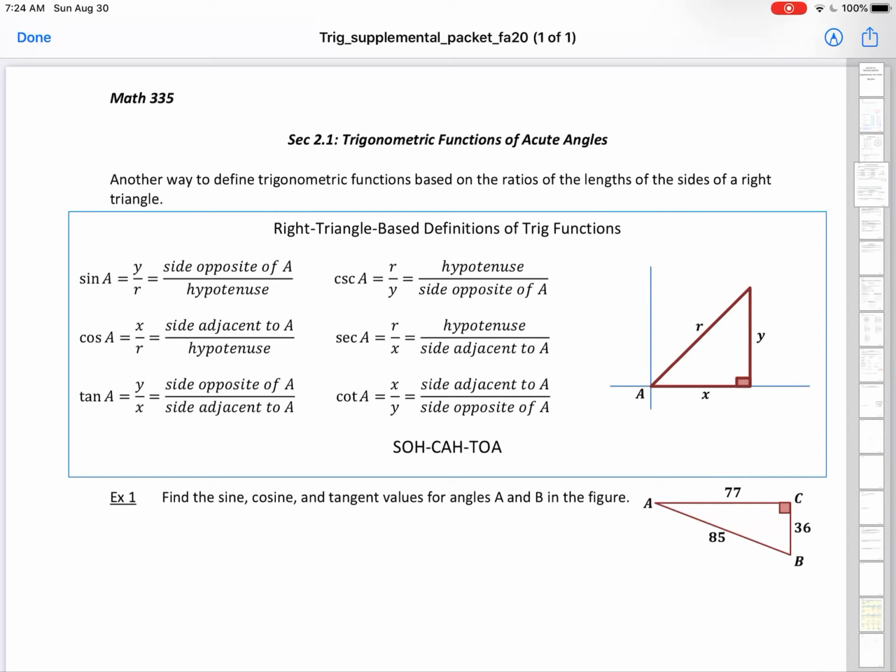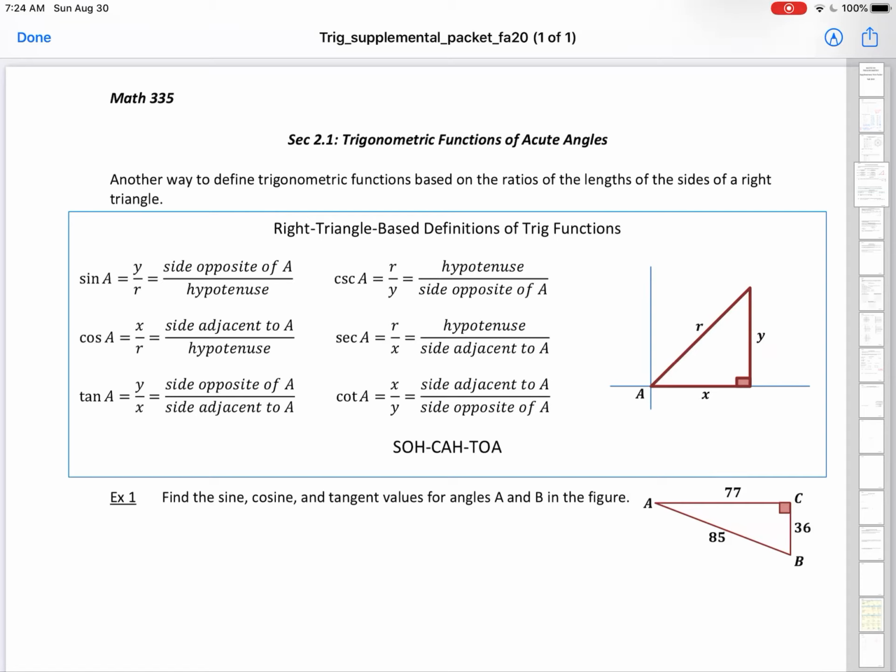Welcome to Chapter 2. This is Section 2.1, where we're going to expand our ability to use trig. It's called Trigonometric Functions on Acute Angles. We're going to look at some very special angles that we're going to have to memorize. Their trig can exist on a whole bunch of angles, but we have a few that we want to focus on.